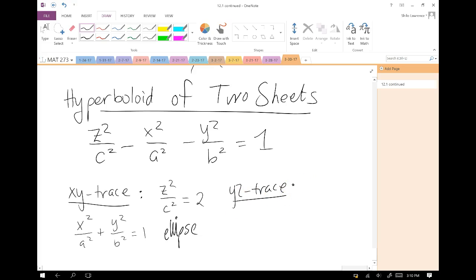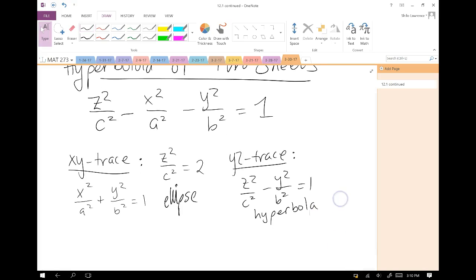Fast, fast, fast. We've got z squared over c squared minus y squared over b squared equals 1. That is a hyperbola because it's a difference of squares. What direction does it open in? It opens in the direction of the positive variable. We're going to have hyperbolas opening in the positive and negative z direction.